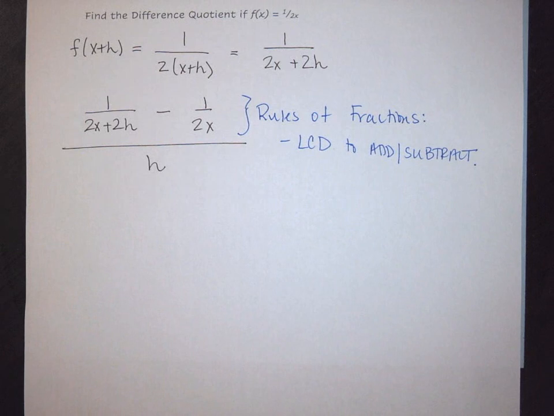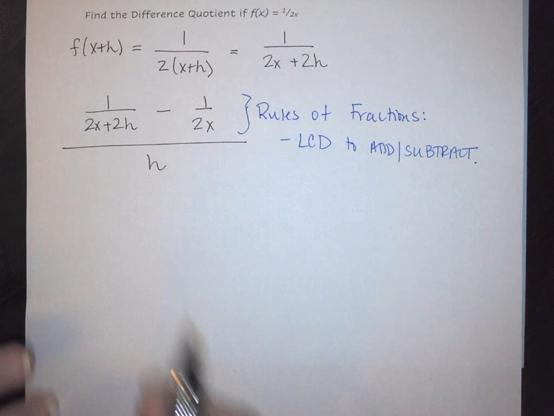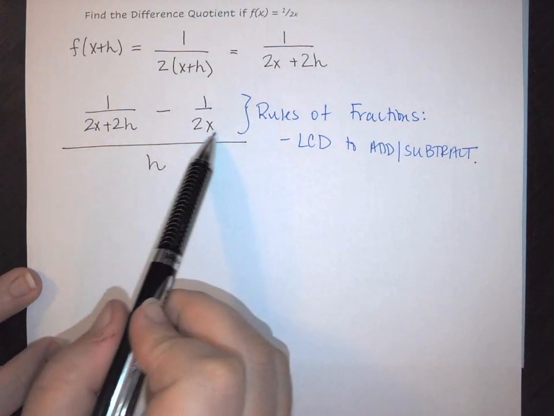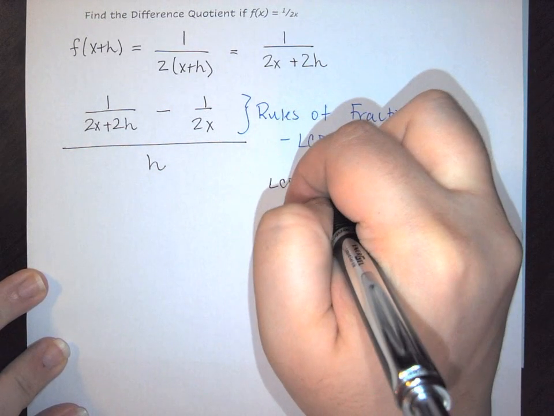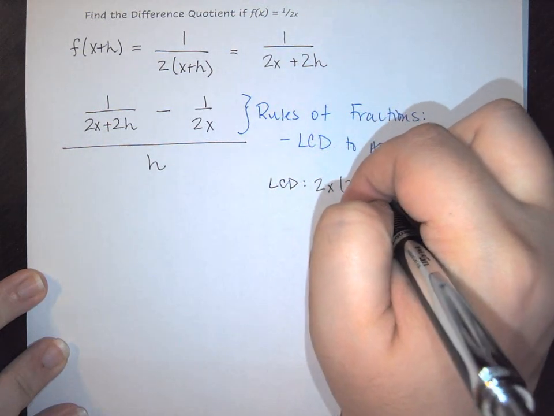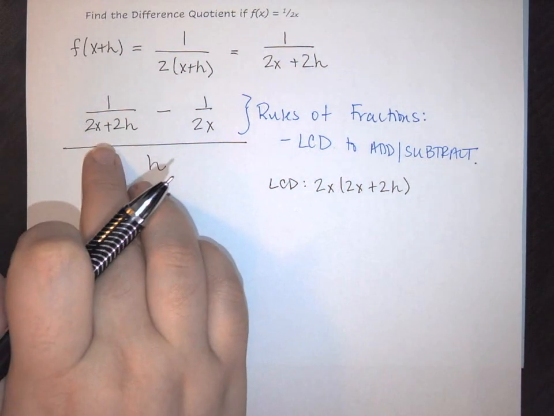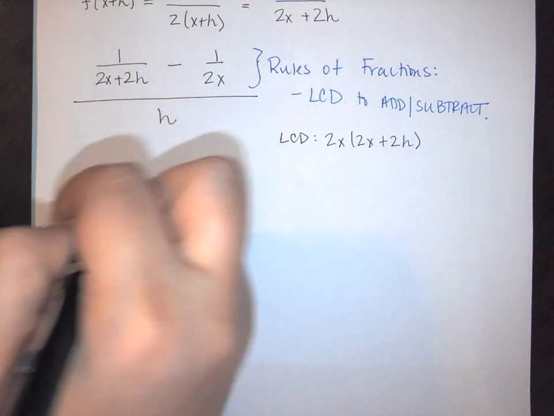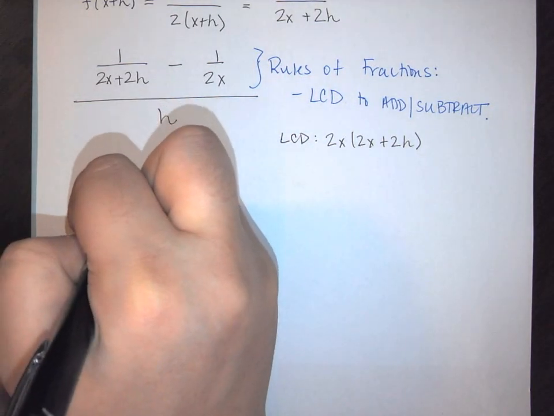So with this, we have to take a quick minute and work the numerator here. So I have 2x plus 2h and I have a 2x. If I look at these two, my least common denominator is going to be 2x times 2x plus 2h. When I look at my first fraction here, the piece that's missing is the 2x piece. So this is going to become 2x, and the whole thing is going to be over that least common denominator, 2x times 2x plus 2h.